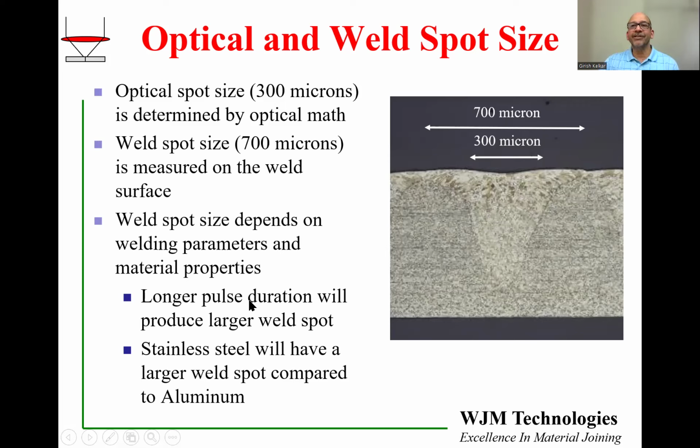For example, if you're doing pulsed welding and you have a longer duration pulse, instead of a 2 millisecond pulse, you decide to send in a 4 millisecond pulse, that will increase the spot size. Also, the metallurgy affects the spot size. For example, stainless steel will usually produce a larger spot size as measured on the surface of the weld. Now, we're not talking about the penetration or the depth. We are only talking about the diameter of the spot as measured on the surface. If you use the exact same energy and the same optics and the same pulse on a piece of steel, it will have a larger spot diameter on the surface compared to aluminum.